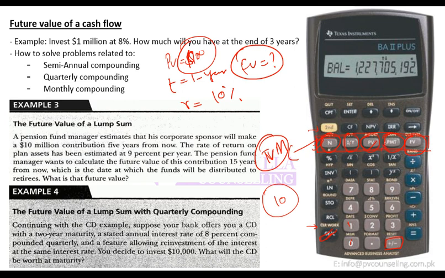Payment, we have not discussed payments as yet. So this is 0. So press 0, press PMT. It will store 0 in PMT. Then moving on, future value is something that you have to calculate. So how do you calculate? Press this compute button, press FV and it will give you the future value.